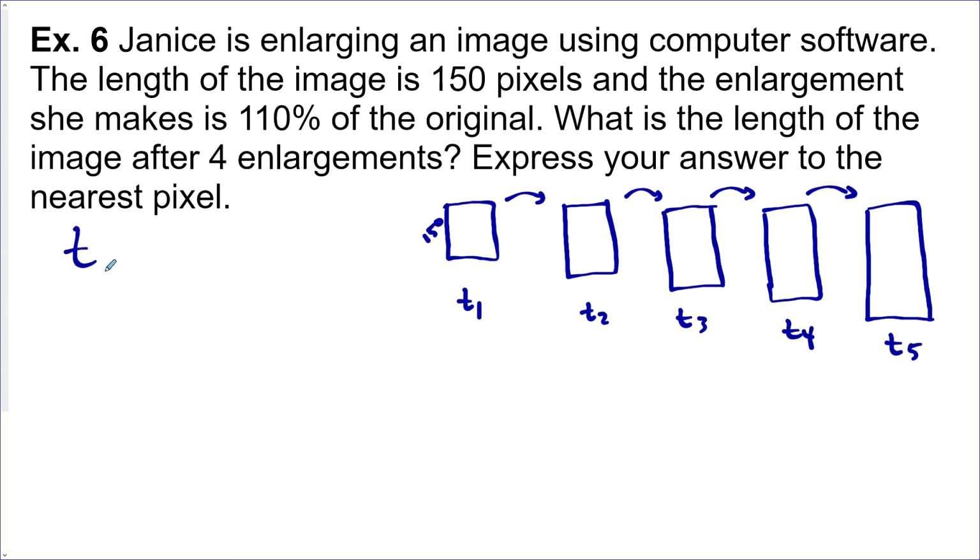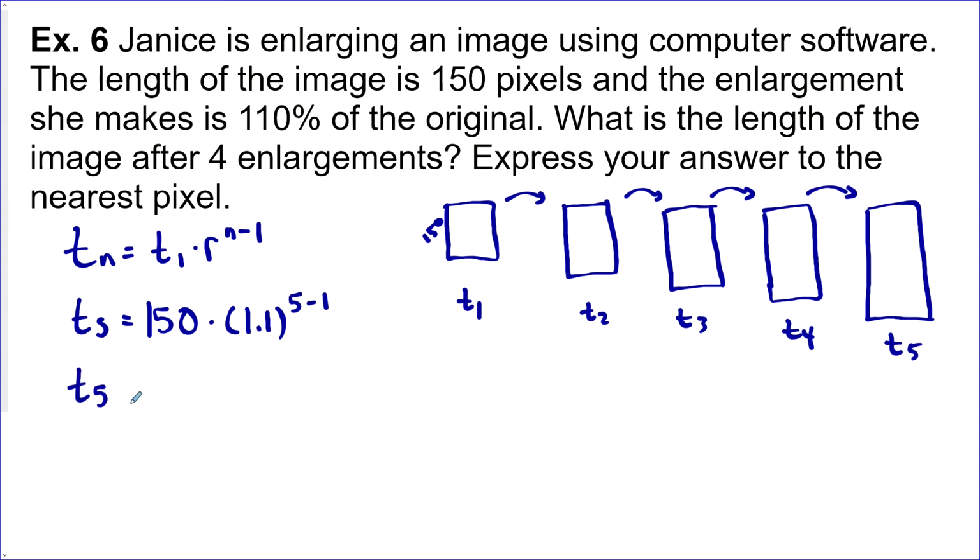So here's our equation. Tn is equal to T1 r to the power of n minus 1. We're looking for T5, and our original T1 is 150 here. Our ratio is 110%, so I need to write that as a decimal, so it's 1.1, and then to the exponent 5 minus 1. Now we can just put this in our calculator, so we get the fifth term is 220 pixels.